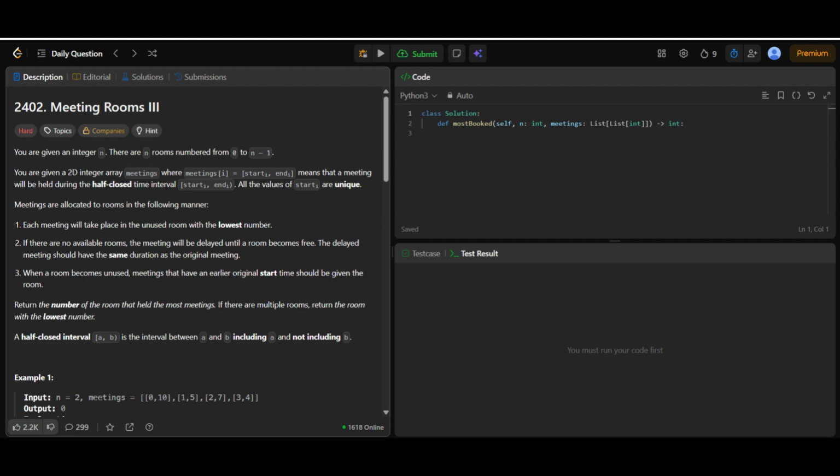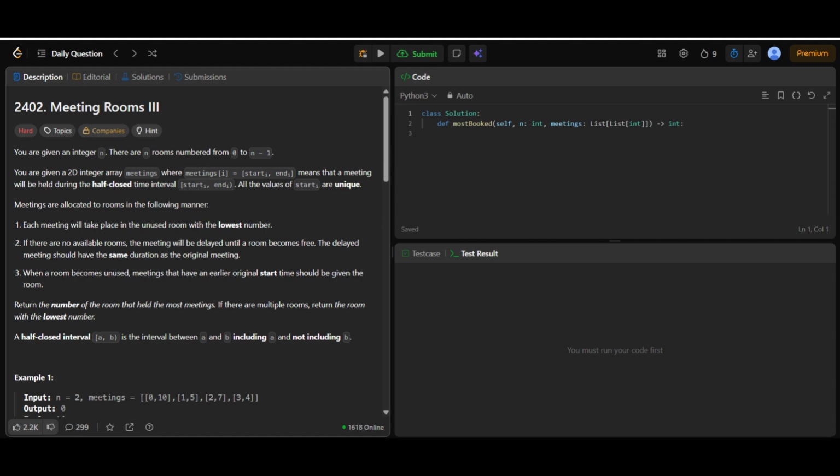Second rule: if no rooms are available at the meeting's start time, the meeting must be delayed until a room becomes free. When delayed, the meeting keeps the same duration as the original one. Third rule: when a room becomes free, the meeting with the earliest original start time gets priority.